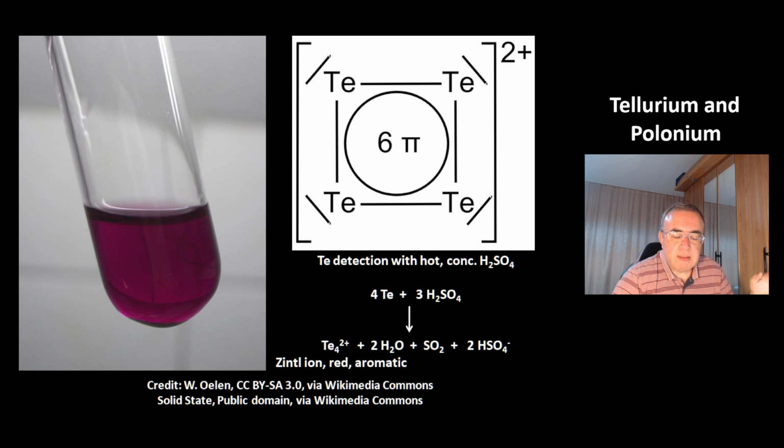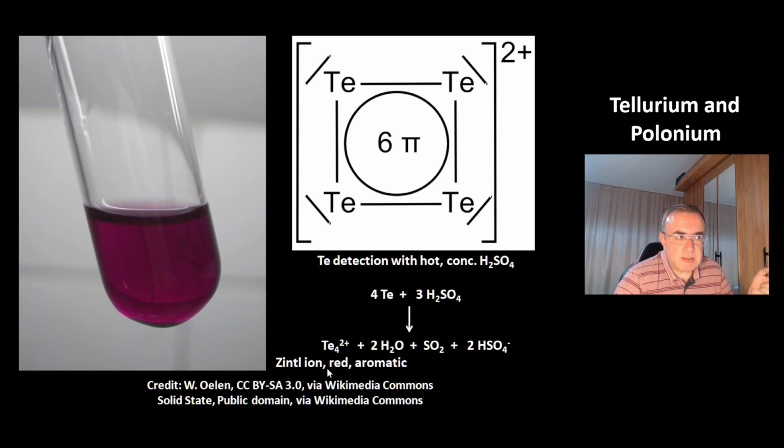This is how you can detect tellurium compounds with hot concentrated sulfuric acid. This is the chemical reaction: 4 tellurium atoms with 3 sulfuric acid molecules. You get this tetratellurium ion plus water plus sulfur dioxide plus hydrogen sulfate.